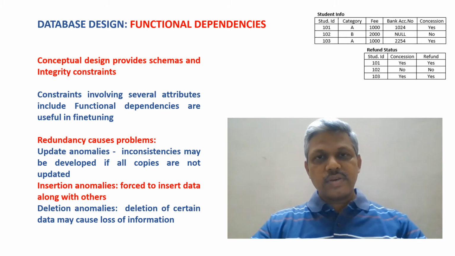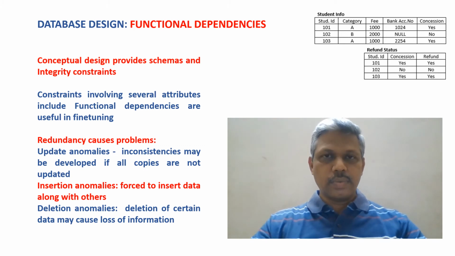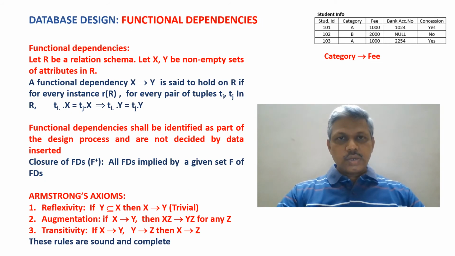If we can identify the functional dependencies in the requirement analysis, based on the functional dependencies, we can divide the tables into smaller ones so that the redundancy is minimized and the problems that are associated with such kind of redundancies can be minimized. We observe that there is a natural relationship between category and fee in the table that we have given in the last slide. That is exactly what is called a functional dependency, and let us understand it more mathematically.